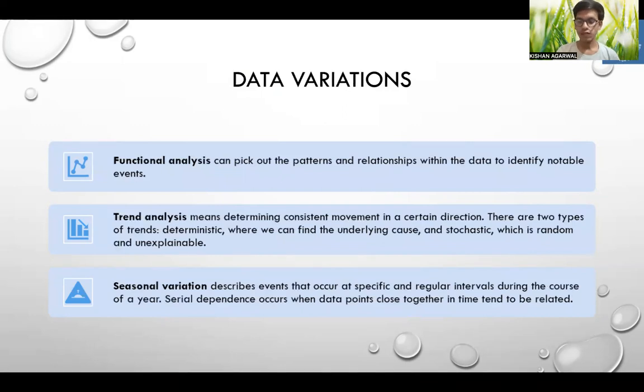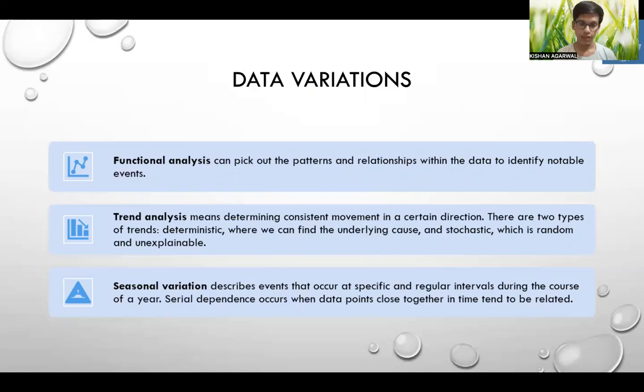Data variations. Before the data classification, data variations. So data can vary due to different factors, that is functional analysis, trend analysis, or seasonal variations. So what is functional analysis? Analysis can pick out the patterns and relationships within the data to identify notable events. Trend analysis. What is trend analysis? It means determining consistent movement in a certain direction.